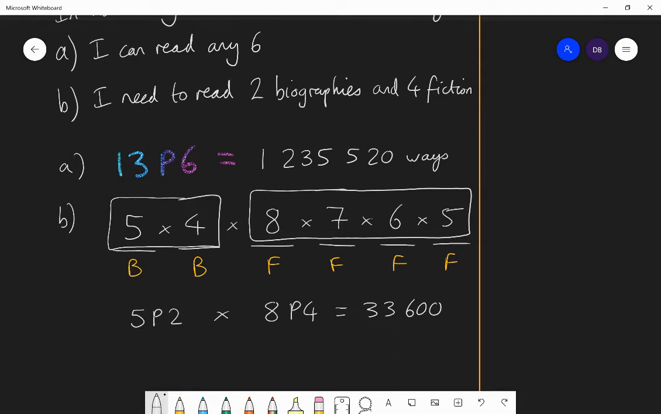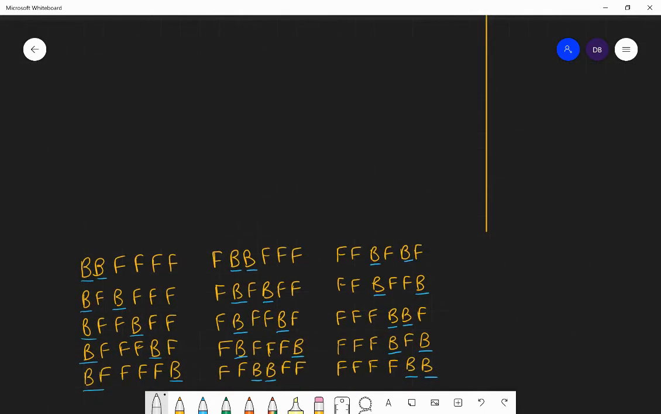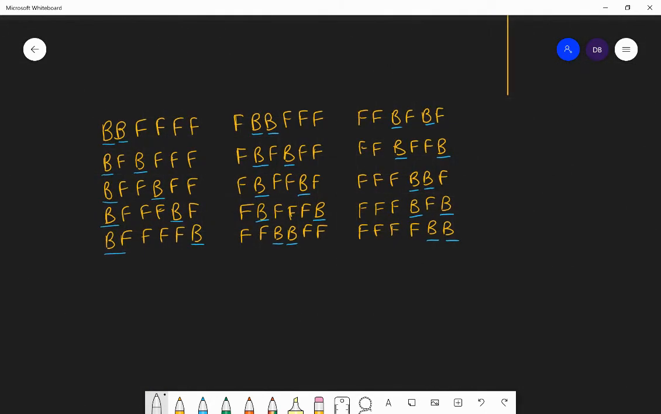However, I didn't say in the question that I had to read my two biographies first and then my four fiction. I could read them in other orders. Here are all the different possible orders there are for reading two biographies and four fiction. We could systematically write down all the possible options, and there are 15 possible options. The one we looked at was this one: biography, biography, then fiction, fiction, fiction, fiction. But those are all the other possible options and all equally likely.